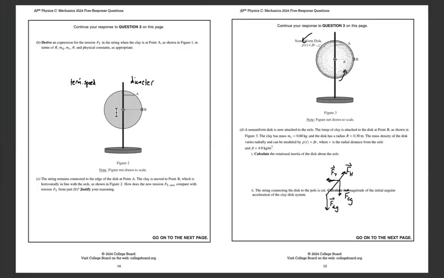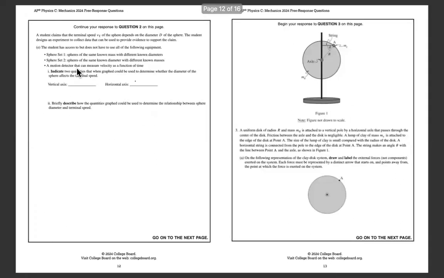All right, derive an expression for the tension when the clay is at point A. This seems like it's going to be a torque question again. So I'm actually going to probably go back to the previous page to do this. So let me go ahead and erase my annotations, and let's go back to the previous page to figure out the tension then, because I want this diagram, the figure 1, to help me with that.